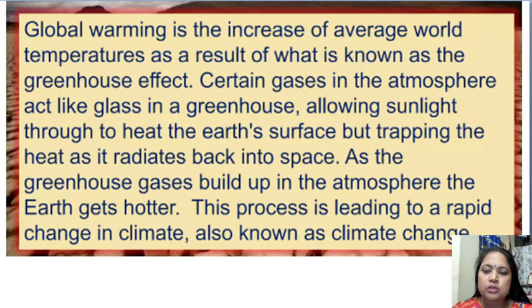Okay, so this is allowing sunlight to heat the earth's surface but trapping the heat as it radiates back into space. So as the greenhouse gases build up in the atmosphere, the earth gets hotter and hotter. This process is leading to a rapid change in climate, and it also leads to climate change.